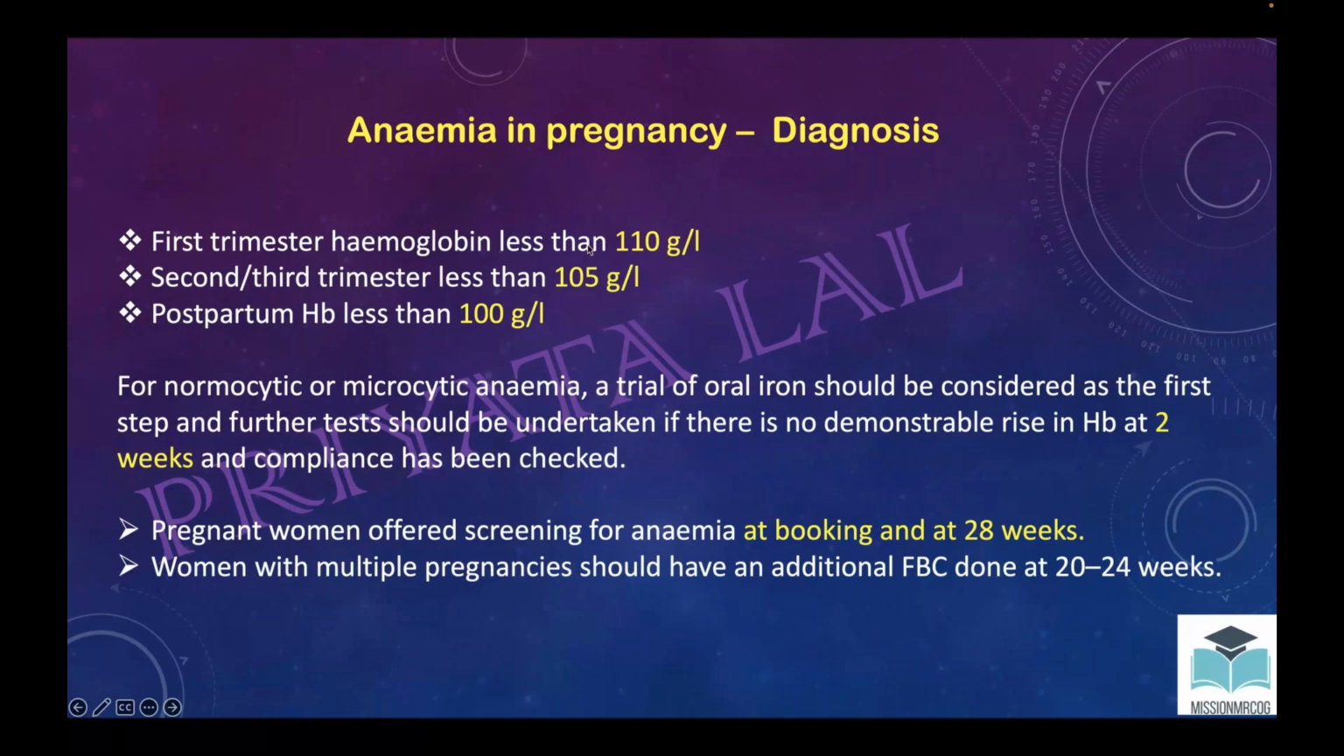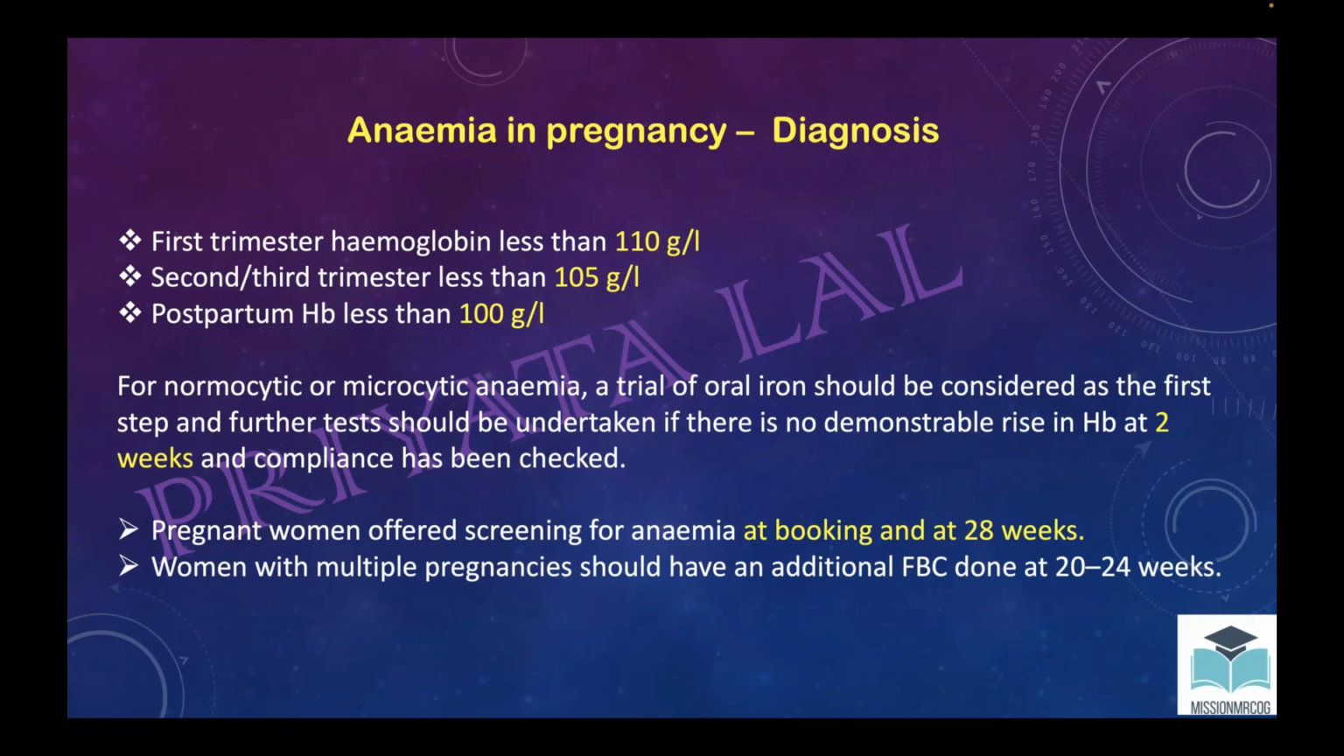Apart from this, usually the first treatment will be a trial of oral iron. But we also check whether the patient is taking it or not, so compliance, and further tests to be done after 2 weeks, if we are not able to demonstrate an increase in the hemoglobin.